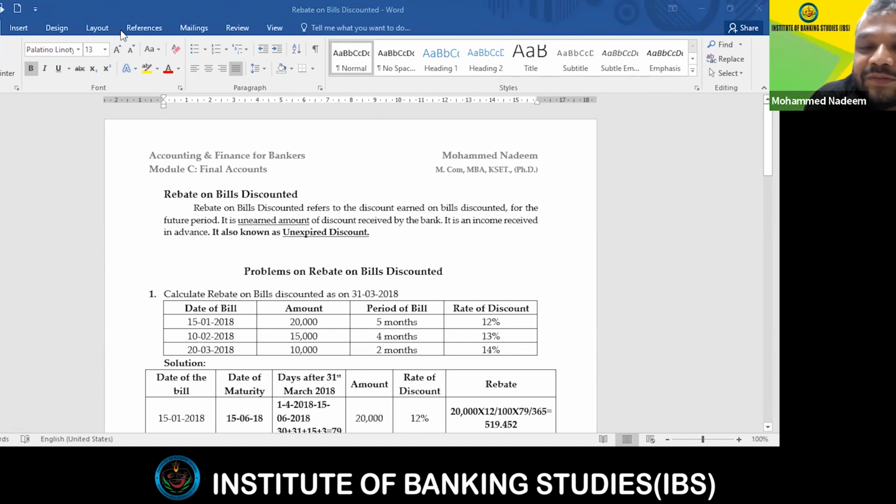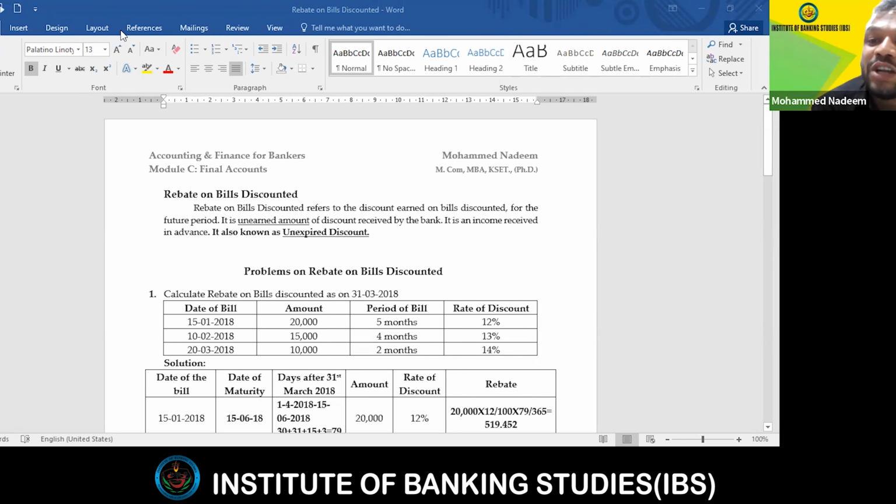So that means rebate on bills is related to contingent liability? When you send the bill for collection, it is contingent liability. Why? Because we don't know whether it will be honored or dishonored. See, simple thing. When you buy, it is an advance amount. When you send for collection, it is contingent liability. When it is realized, cash is coming in.